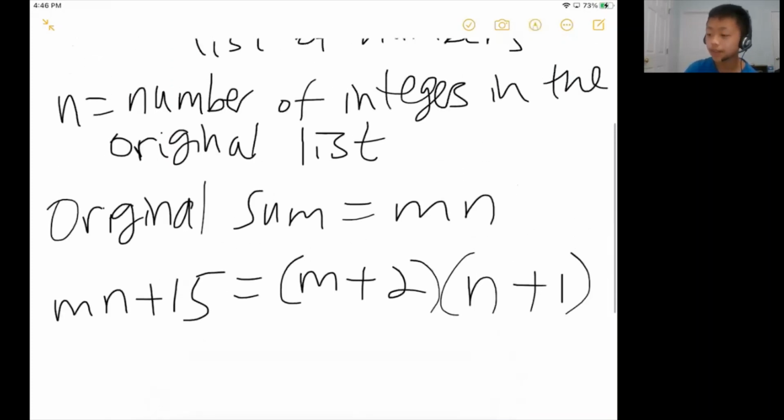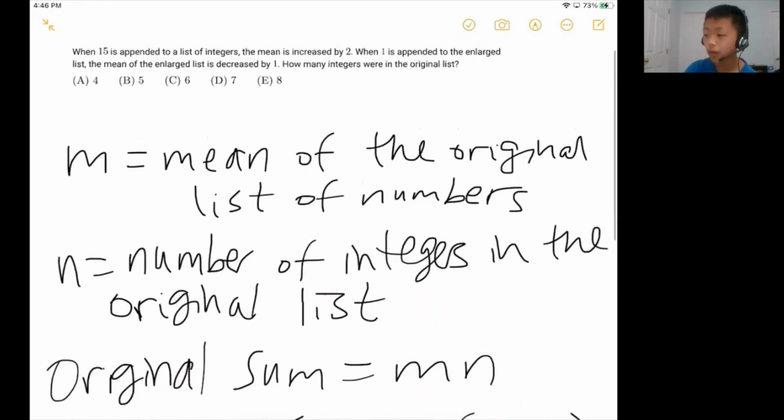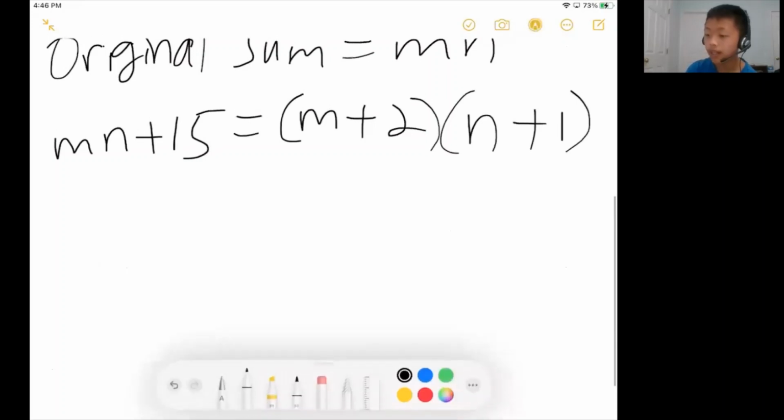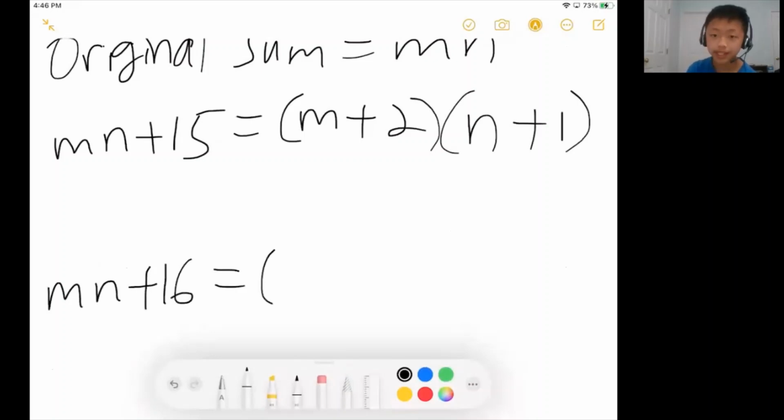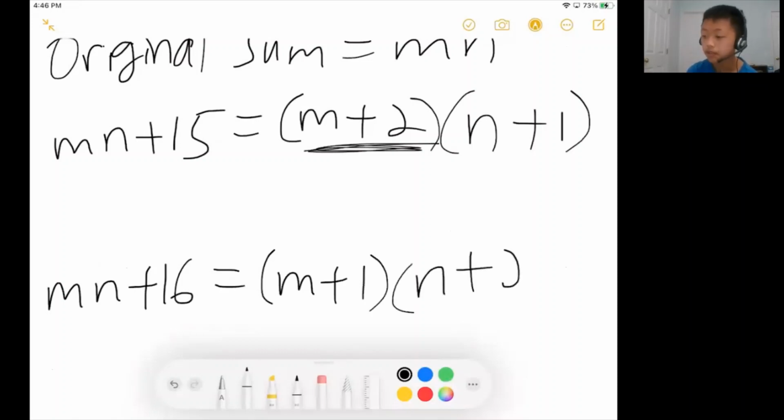And then we're also given another condition, which is that when 1 is appended to the enlarged list, the mean of the enlarged list is decreased by 1. So when we add 1 to the list, the sum of all the numbers is going to become Mn plus 16. Then we're told that the mean is going to decrease by 1. The mean was M plus 2, so the mean is going to become M plus 1. And the number of numbers in the list is going to increase by 1, so times N plus 2.